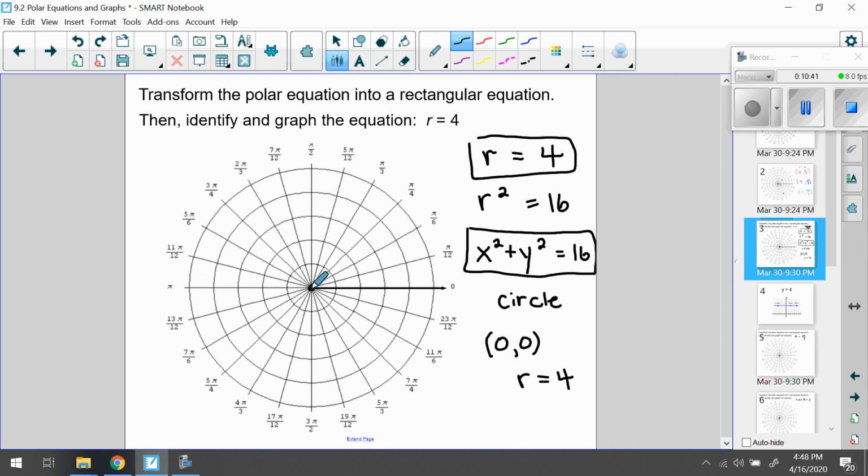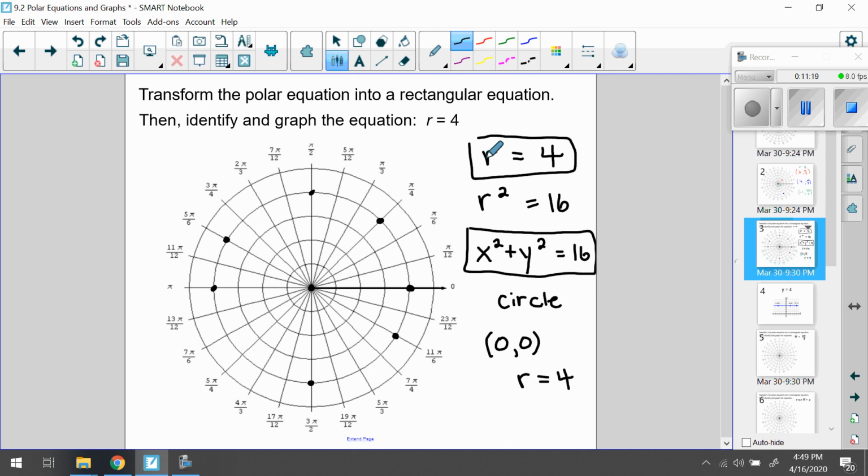Well, that means from that point, I'm going to go 4 units in every direction. So if I were going to go straight up, I would go 4 units and I would put a point. If I were going to go straight down, I would go 4 units down and put a point. If I were to go straight to the right, I would go 4 units to the right and put a point. Straight to the left, same thing. Or you could pick any angle. You could pick pi over 4 and go 4 units in that direction. You could pick negative pi over 6 and go 4 units in that direction. Oops, I think I need to fix one. There we go.